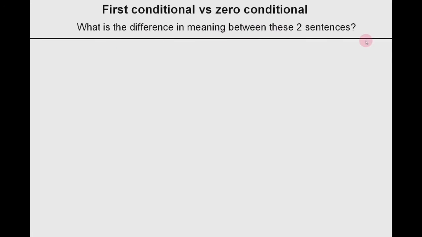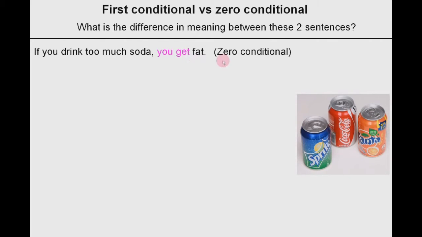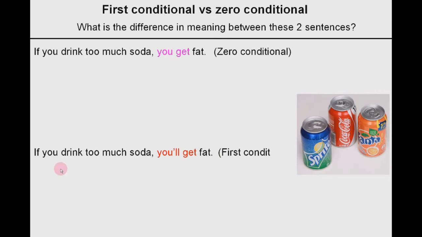Let's quickly compare first conditional with the zero conditional, because often people get confused. So what is the difference in meaning between these two sentences? If you drink too much soda, you get fat. So this is the zero conditional. You get fat. And this is the second sentence. If you drink too much soda, you'll get fat. And this is the first conditional. This is what we have seen in today's lesson. The future simple. You'll get fat.